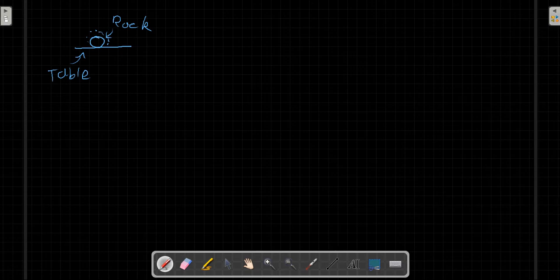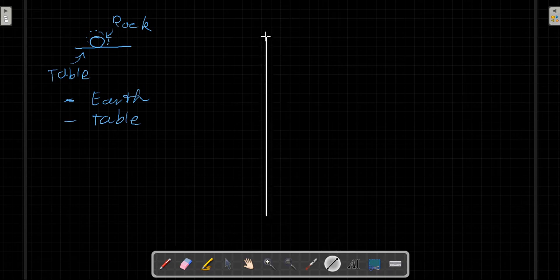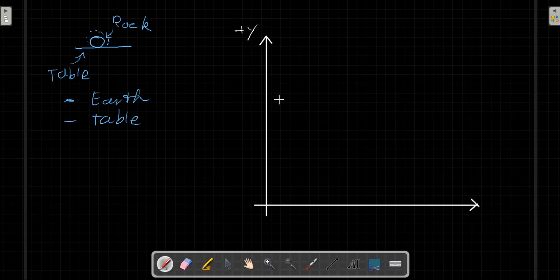And now that we know our object of interest, we can set up our force diagram. We know that the objects interacting with our object of interest are the Earth, always, as long as you're on Earth, of course, and the table. So for our force diagram, let's use some of the cool features of this program. I can draw a straight line here. Right now I'm setting up my x and y axis. This will be our positive y, this will be our positive x.